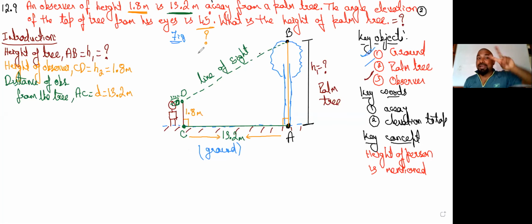To find the angle, we need two rays, right? One ray is nothing but the ray which is passing from the eye of the observer, the line of sight. That is the first ray, right? But we need one more ray to make an angle. We have to remember the ray should be a horizontal one, so that we can make that angle of 45 degrees. Now, from where he is looking, from the eyes, we need to draw a horizontal line.